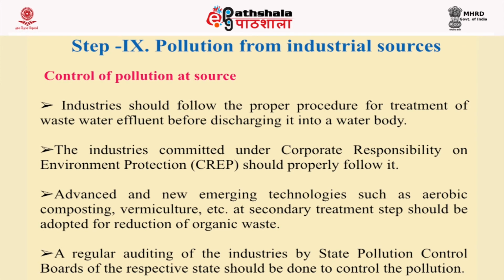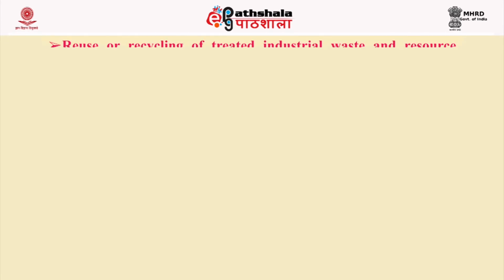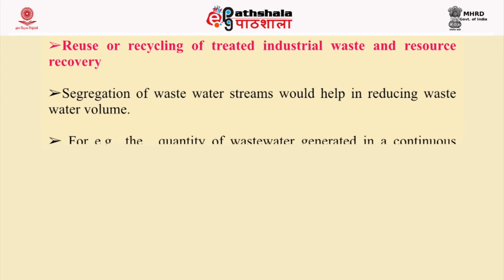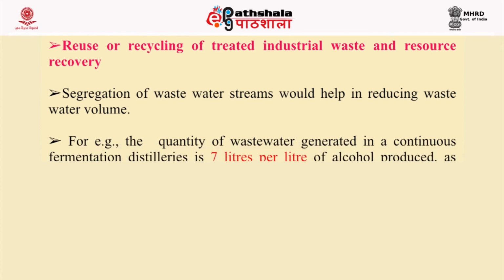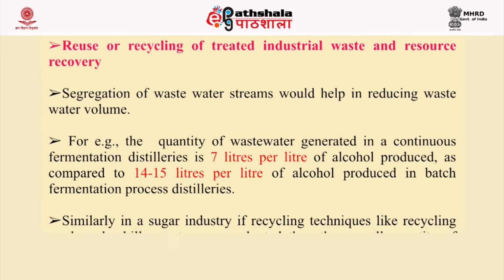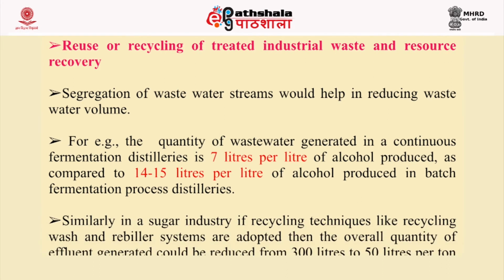A regular auditing of the industries by state pollution control boards of the respective state should be done to control the pollution. Reuse or recycling of treated industrial waste and resource recovery. Segregation of wastewater streams would help in reducing wastewater volume. For example, the quantity of wastewater generated in continuous fermentation distilleries is 7 liters per liter of alcohol produced as compared to 14 to 15 liters per liter of alcohol produced in batch fermentation process distilleries.